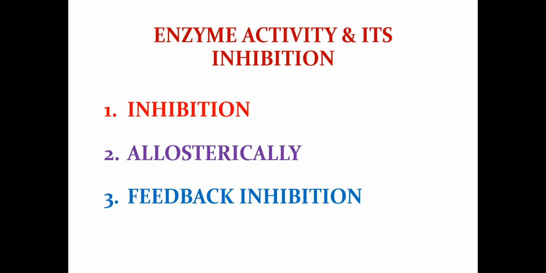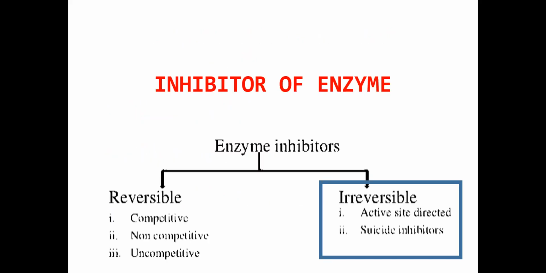Factors affecting enzyme activity, and the final one is inhibition. What is inhibition? What are allosteric enzymes, and what is feedback inhibition? Enzyme inhibition is classified as reversible or irreversible inhibition. The irreversible inhibitions are of two types: active site direction and suicidal inhibition.